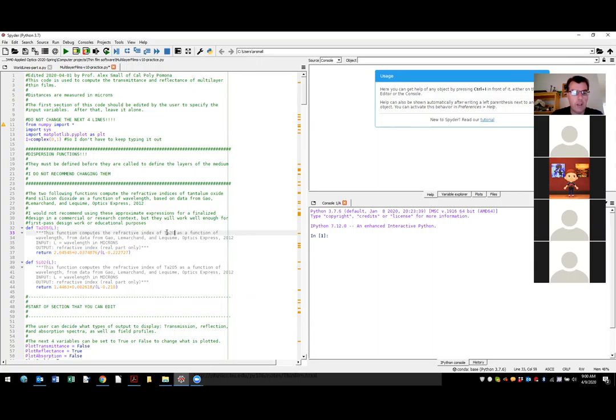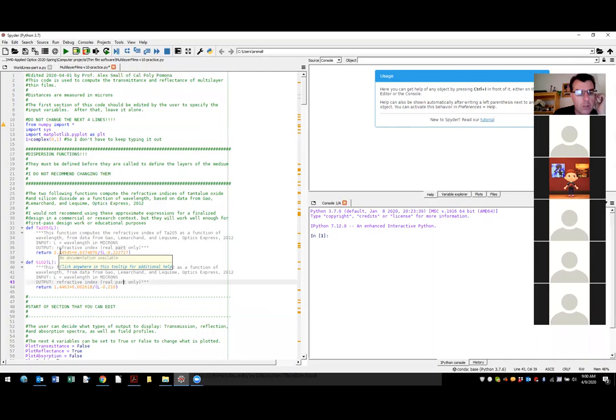And here's how I know that the function name is correct and the function description is wrong. The function name, let's see here. If I look down here, it returns a higher index for TA205 and a lower index for SiO2. And indeed, silicon dioxide does have a lower refractive index than tantalum pentoxide. So thanks for catching that. I'll save that and good.